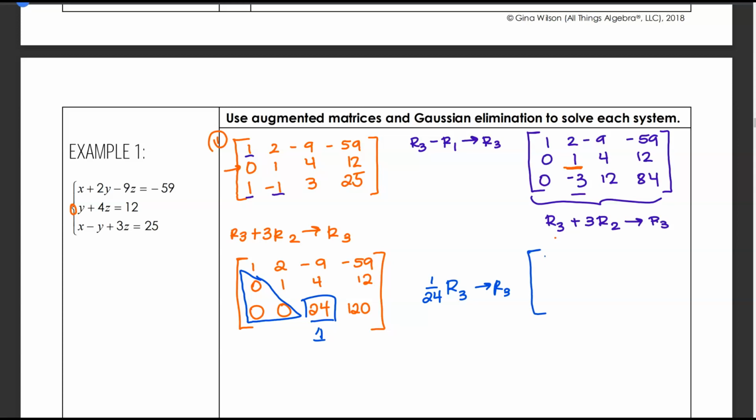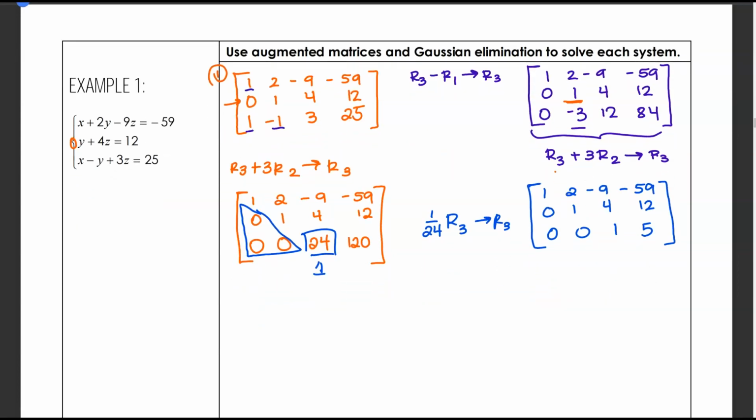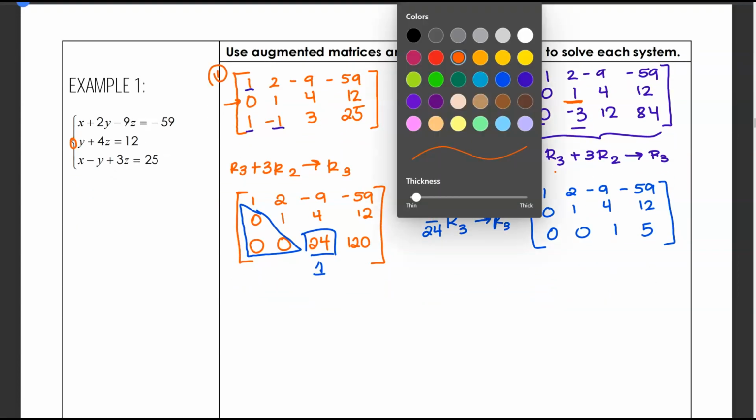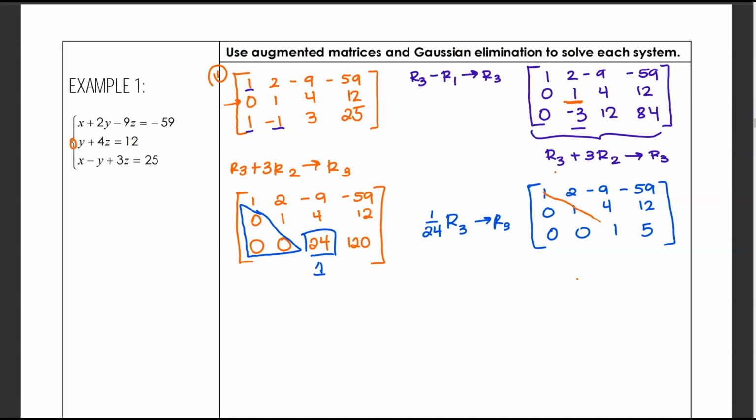So this tells me row 1 stays the same. Row 2 is going to stay the same. But now row 3 is going to look like 0, 0, 1. And then 120 divided by 24 gives us 5. So now notice that I have this set of 1s going down, and then my lower triangle. So I have all 1s and then I have 0s, so I'm good. That's exactly what I wanted for row echelon form.